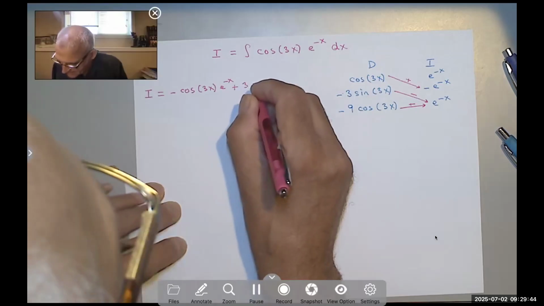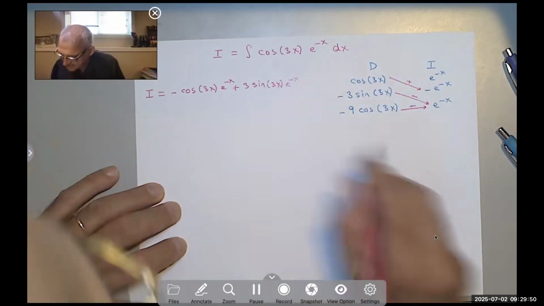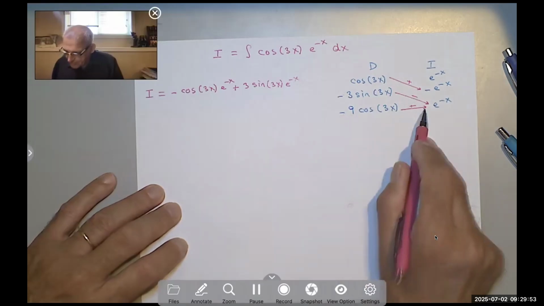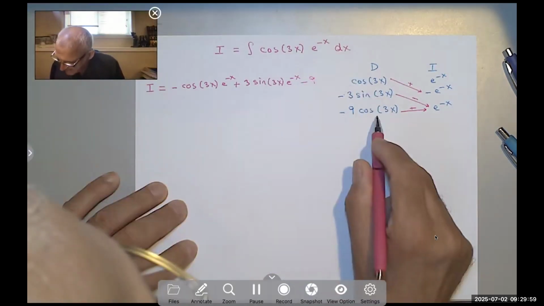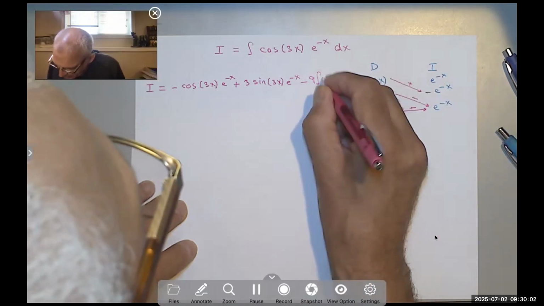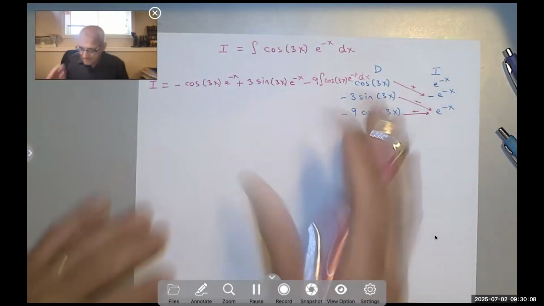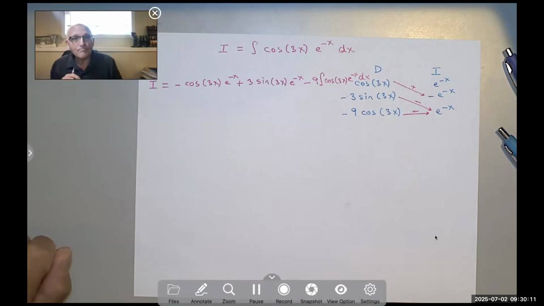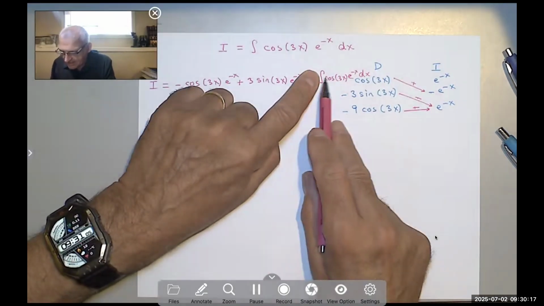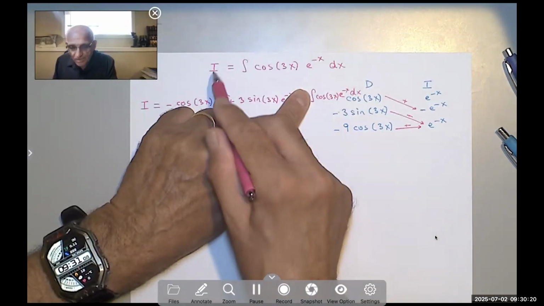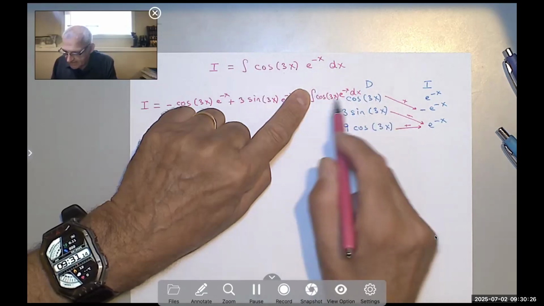My negative times negative is positive, so plus 3 sine 3x e to the negative x. And then minus, notice here I integrate because they are at the same level, minus 9 times the integral of cosine 3x e to the negative x dx. Sorry, I ran out of space. But what is this integral without the negative 9? That's what we called I. Integral of cosine 3x e to the negative x dx.